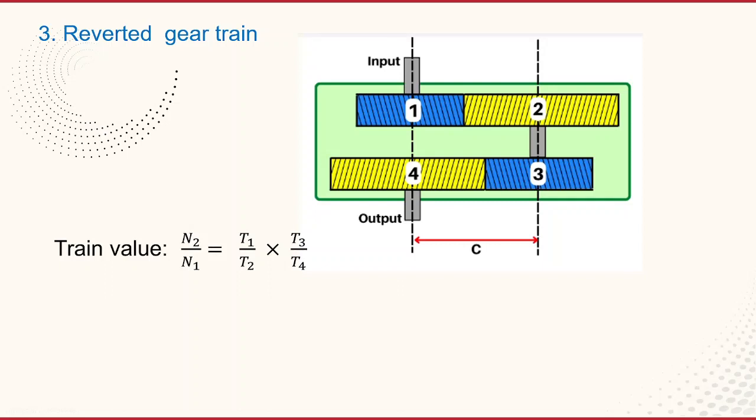The formula and the value are the same as the compound gear train. The only difference is the position of the axis. That's it. The formulas, everything is the same as the compound gear train. A reverted gear train is nothing but a compound gear train. The train value is the same: N2 by N1 is equal to T1 by T2 into T3 by T4.